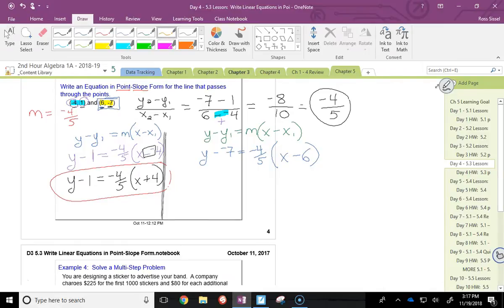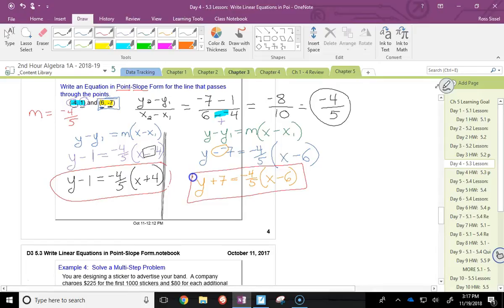I'm going to go back in because I saw right here I have my y minus a negative. So y plus 7 equals negative 4/5 x minus 6. And there is my other possible answer.